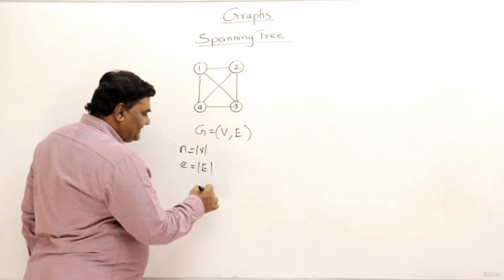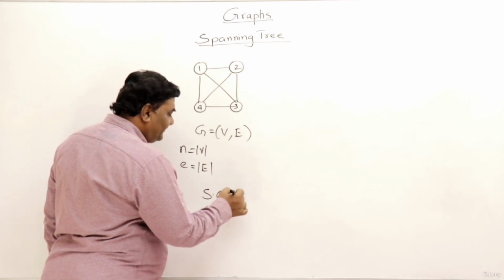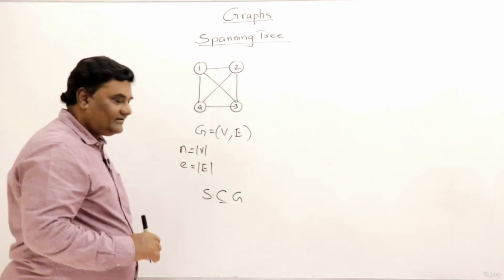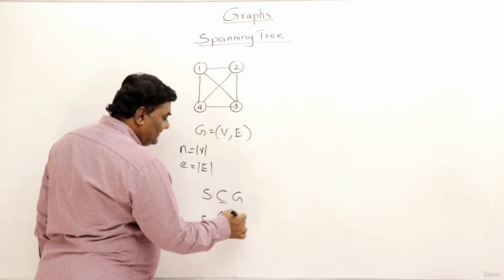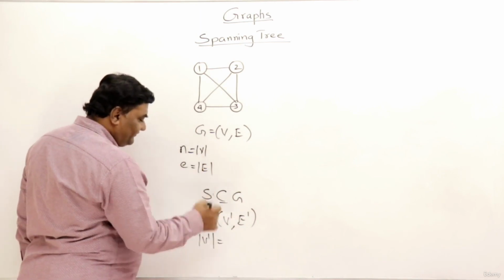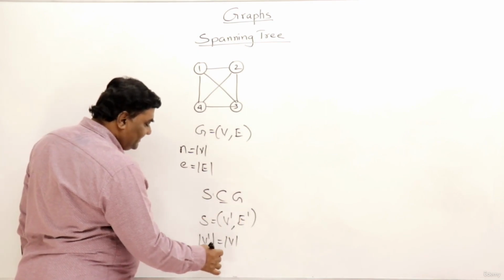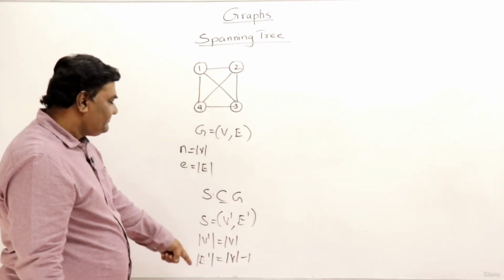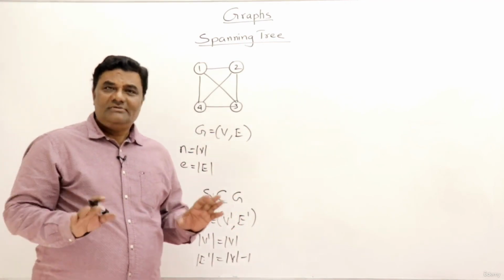Now what is a spanning tree? If I say S is the spanning tree, then it is a subgraph of a graph. We can find a spanning tree only if the graph is connected. Then this spanning tree should have a set of vertices and edges where the number of vertices is the same as the number of vertices of the graph, and the number of edges should be equal to the number of vertices minus 1. Total vertices minus 1. And there should not be any cycle.